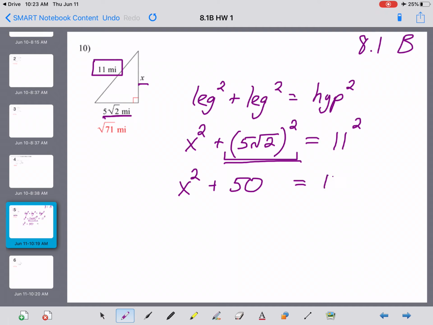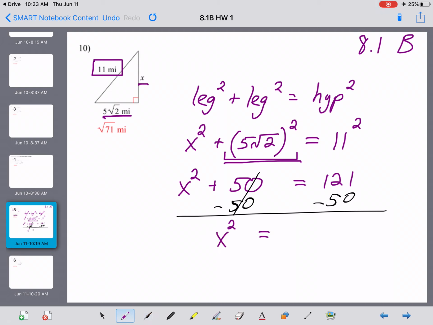Equals the 11 squared is 121. From here, I bet you're fine. We're going to subtract the 50 from both sides. Okay, those 50s cancel out. We're going to get x squared is equal to 121 minus 50 is 71. We've got to undo that square by doing a square root on the left and balance it with a square root on the right. The square and the square root cancel each other out, so we get x equals.